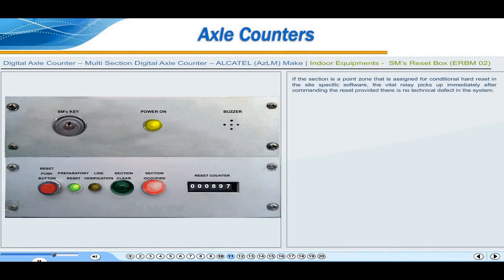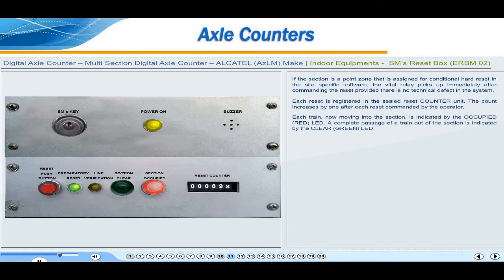If the section is a point zone that is assigned for conditional hard reset in the site-specific software, the vital relay picks up immediately after commanding the reset, provided there is no technical defect in the system. Each reset is registered in the sealed reset counter unit. The counter increases by 1 after each reset commanded by the operator.